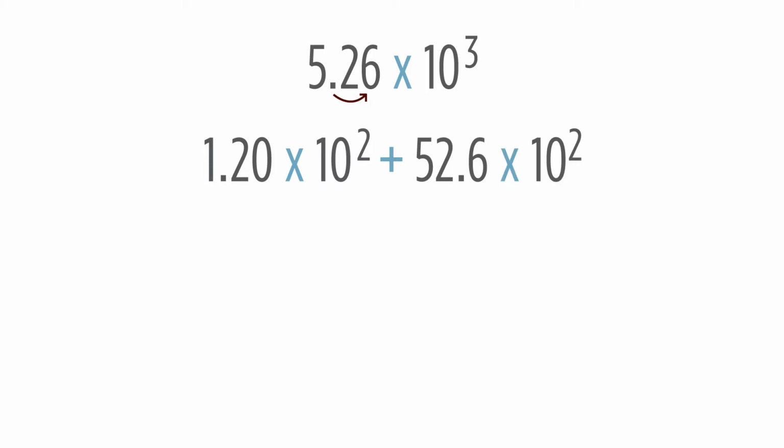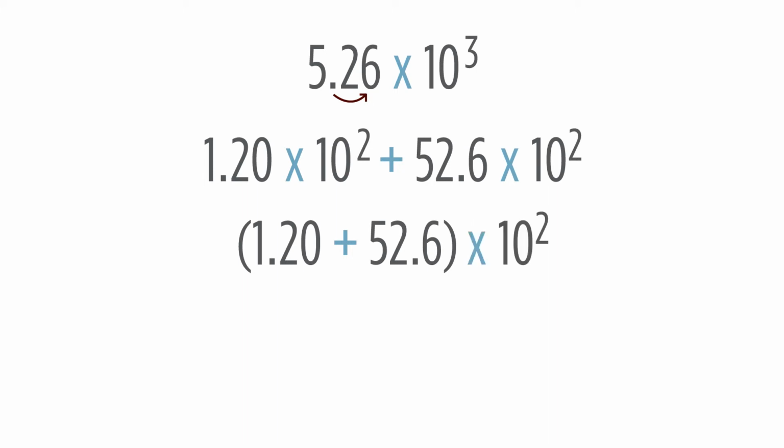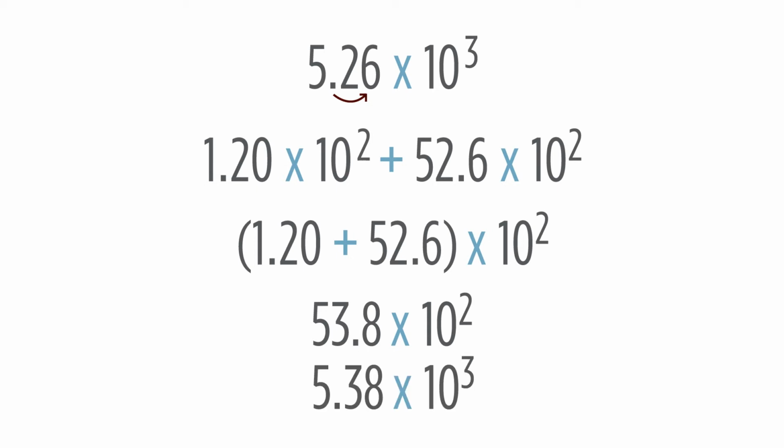If we then take our other value, again add the 1.2 to the 52.6 in this case, times 10 to the second, we will get 53.8 times 10 to the second. But we can't stop there because that's not the correct scientific notation. So we've got to convert that to the correct value, and you'll see that this is the same value we had the first time. Subtraction works exactly the same way. We just have to have them in the same exponents, and then we can subtract the two numbers.